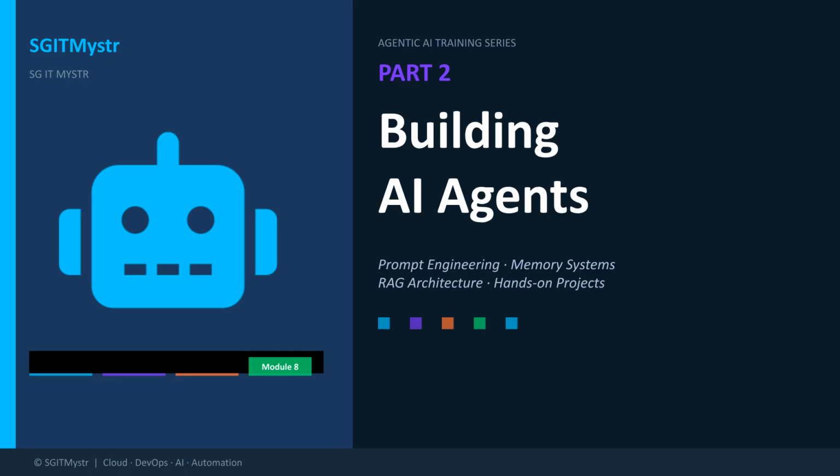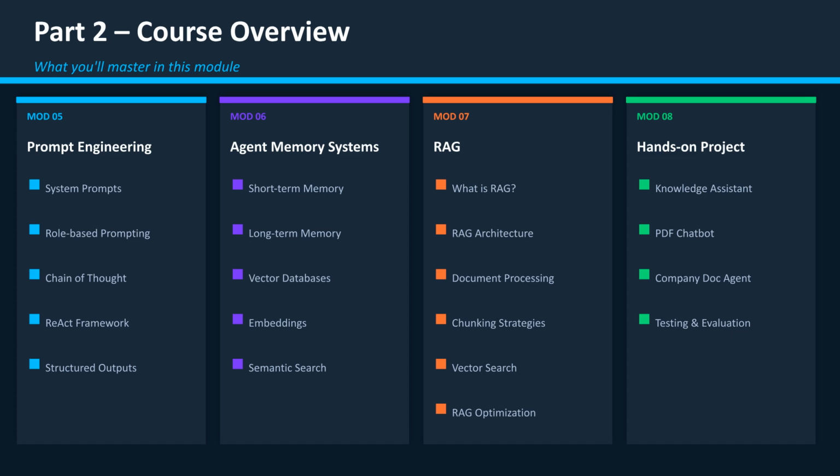Welcome to part 2 of the Agentic AI training series, Building AI Agents. This part covers prompt engineering, memory systems, RAG architecture, and includes hands-on projects to solidify your learning. This video is divided into 4 modules.